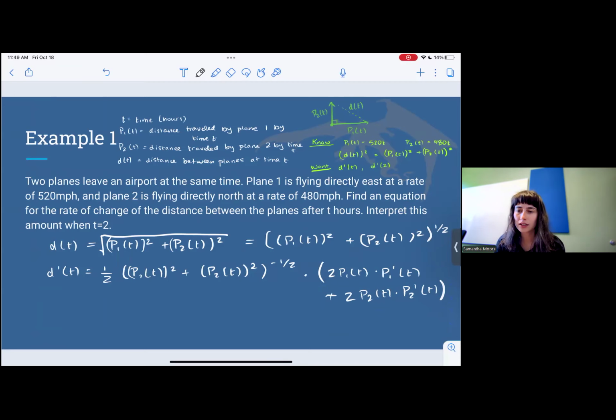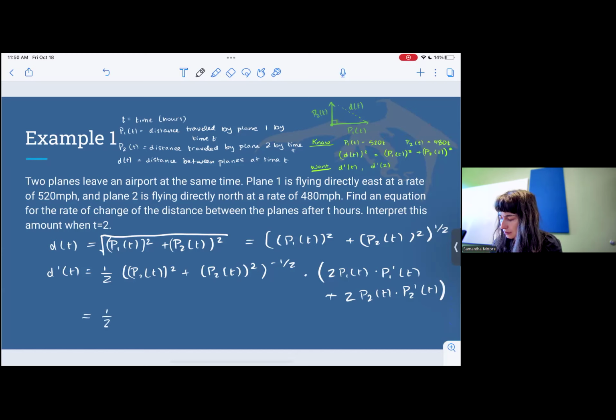And let's see, I can actually fill this out even further, right? Because I really want d prime of t. I want this as a function of t. So I don't really want these p1 of t's and p primes. I don't want those. I really just want functions of t. But remember, I knew what p1 of t was and what p2 of t was. So I can go back and I can plug those in.